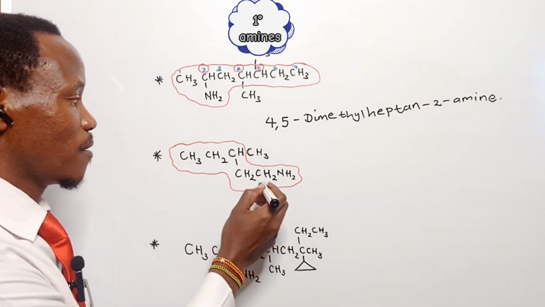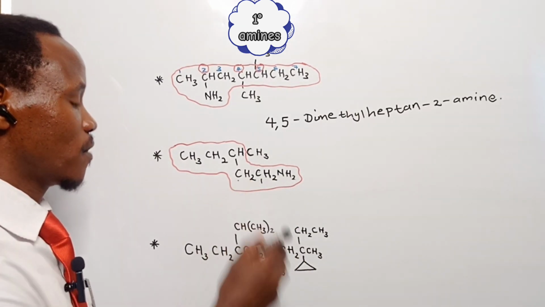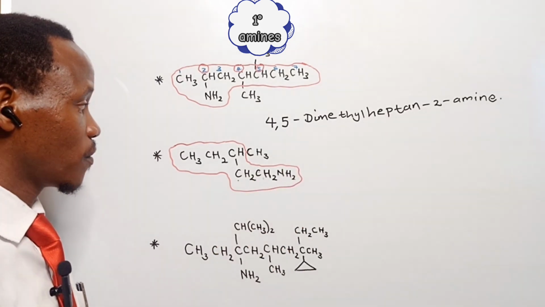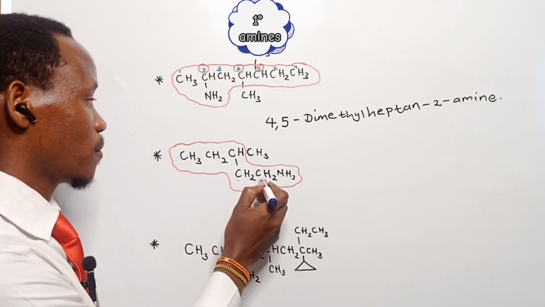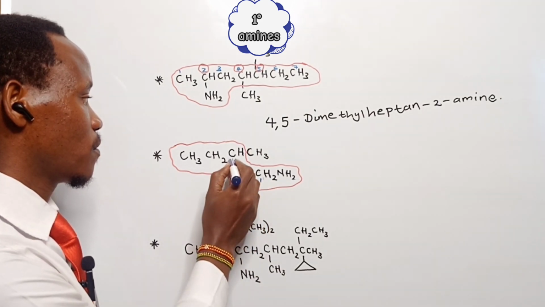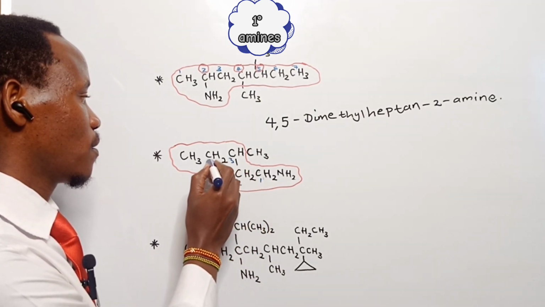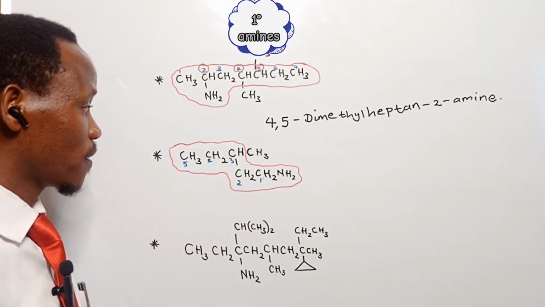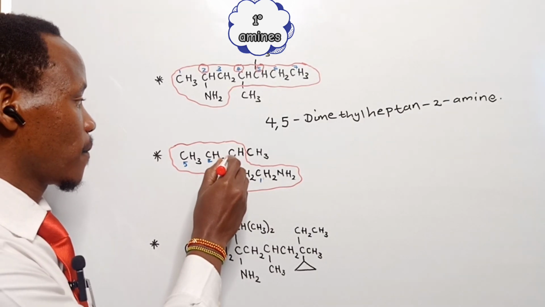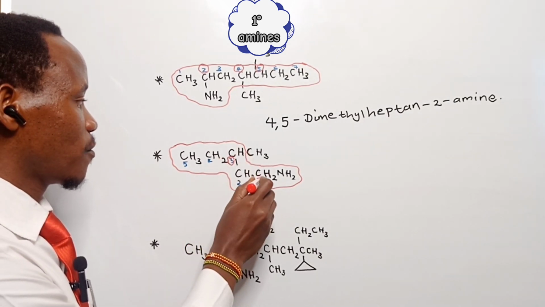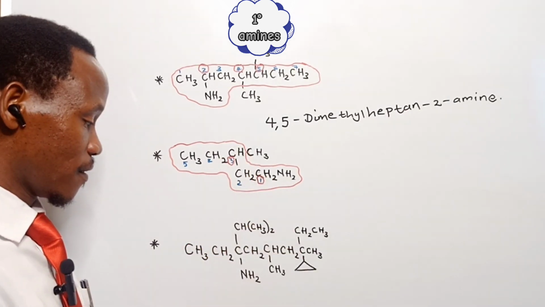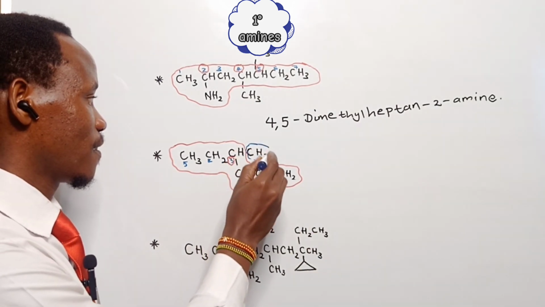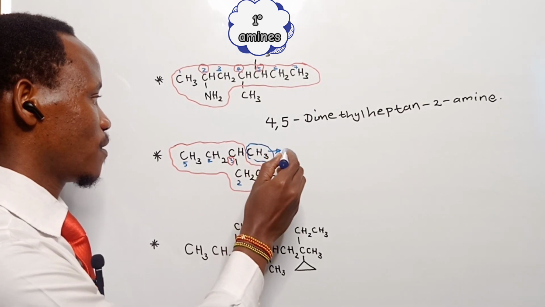So this becomes 1, 2, 3, 4, and for that case 5. Now on position 3, there is a substituent and also position 1. In this case, this is the substituent. This is the substituent.